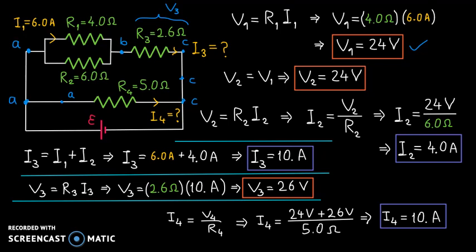Note that we didn't have to know the value of the EMF voltage to answer this question. But now that we have calculated everything, we can tell what that EMF voltage is equal to. The battery is also in between potential points A and C, so the EMF voltage is equal to V4, which is 50 volts. 24 volts plus 26 volts.